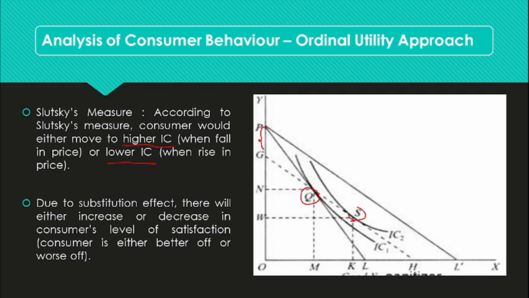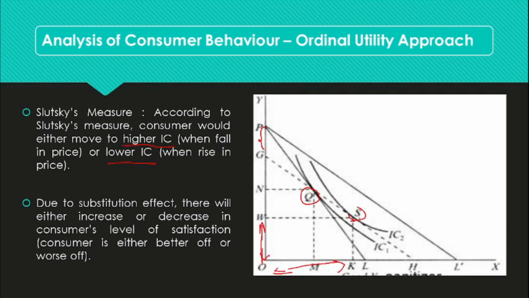He will switch the combination, and the combination of the goods will definitely shift. We can see that there is an increase in the quantity of X from OM to OK, but there is a decrease in the quantity of commodity Y. Here we can see it from ON to OW, so there is a decrease in this commodity and an increase in this commodity.